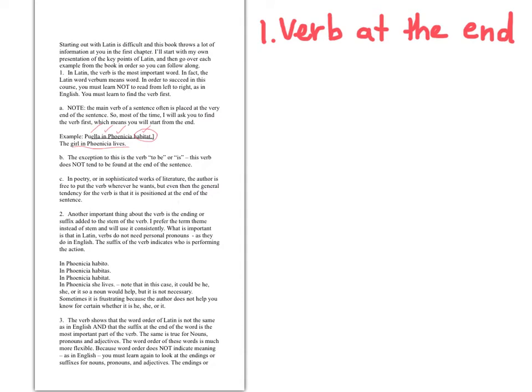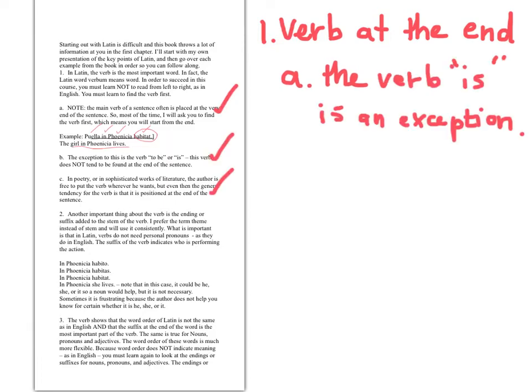A major exception to this is the verb to be. The verb to be is placed really anywhere in the sentence. You'll even find instances in which the verb to be is omitted completely from the sentence. So be aware of that point. The verb to be is, are, am, all the forms of the verb to be. The verb is, are, I am, you are. That can be placed almost anywhere.